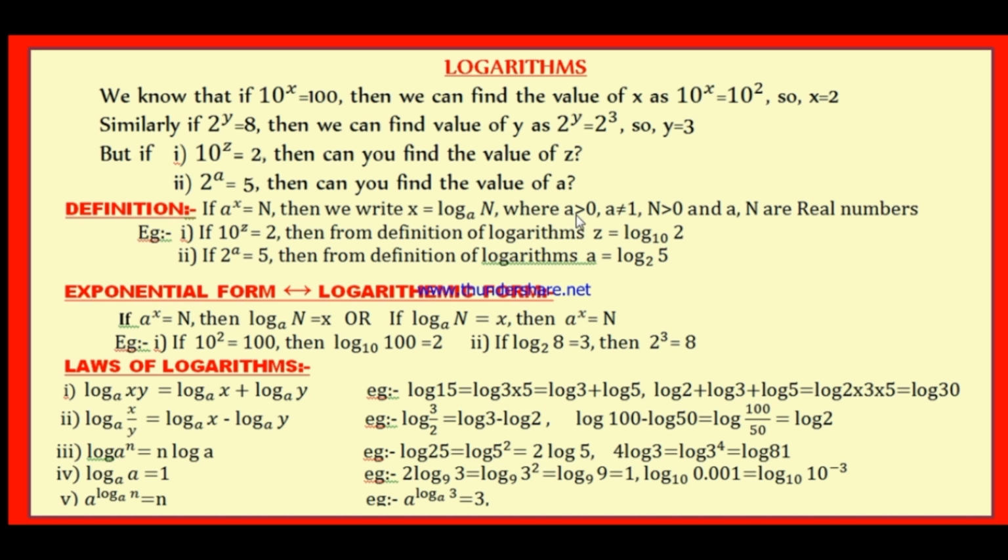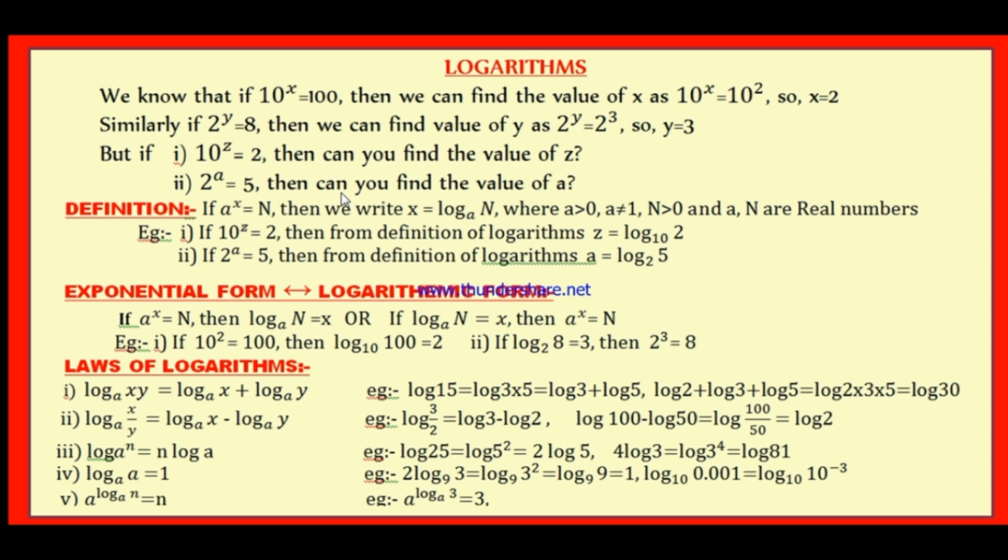Here the condition is a should be greater than 0, which means the base should be greater than 0, and a is not equal to 1, and n is greater than 0. And both a and n should be real numbers. I shall repeat the definition. If a power x is equal to n, then you can write x is equal to log n to the base a, where a is greater than 0 and a is not equal to 1, and n is greater than 0, and both a and n should be real numbers.